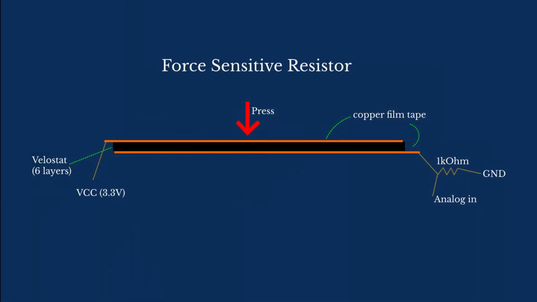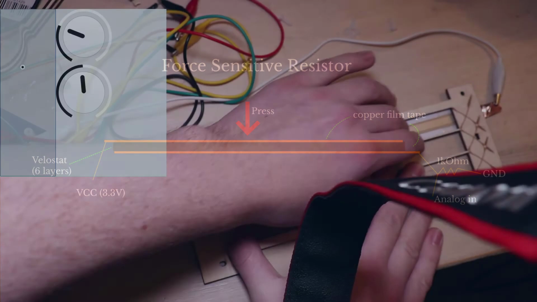To read values from the resistor, connect one of the copper film tabs to power, and the other to an analog input on your microcontroller with a pull-down resistor of 1 kilo ohm to ground.